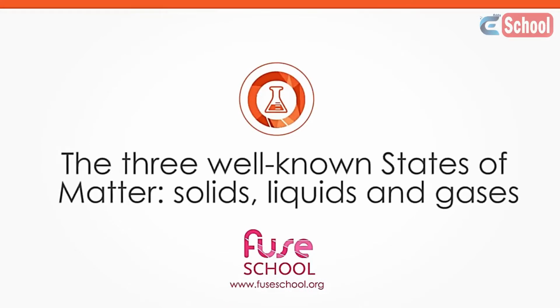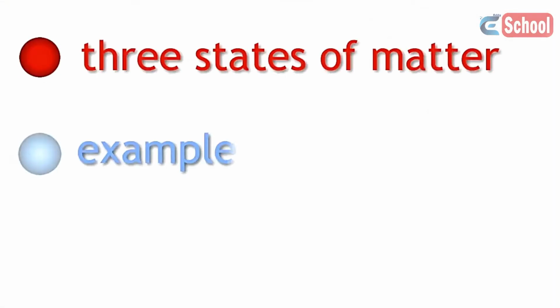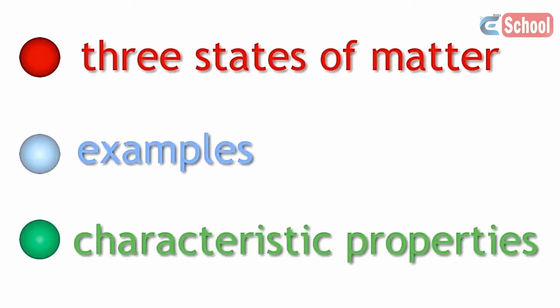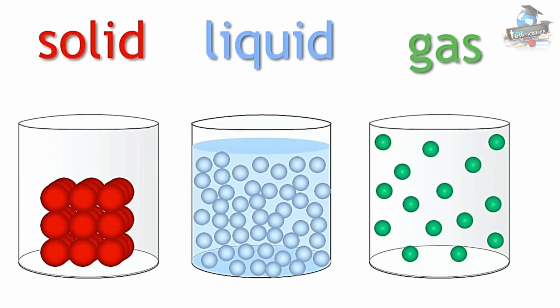In this video you are going to learn what the three states of matter are, some examples of each state of matter, and the characteristic properties of the three states of matter. The three states of matter are solid, liquid and gas. Let us look at solids.